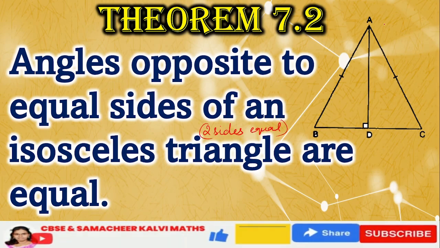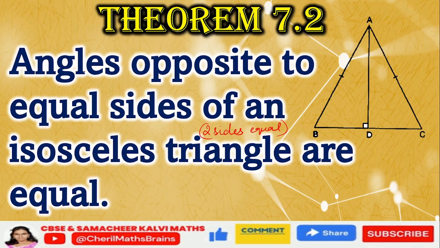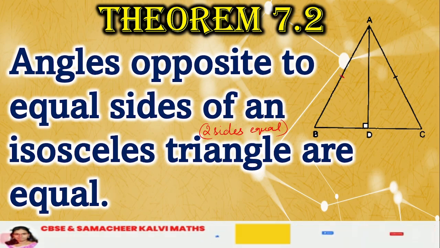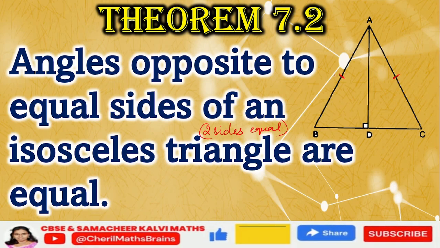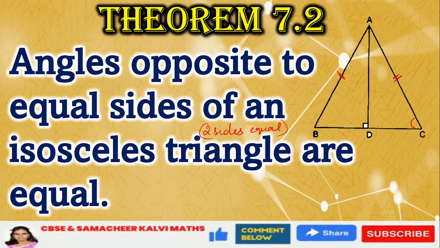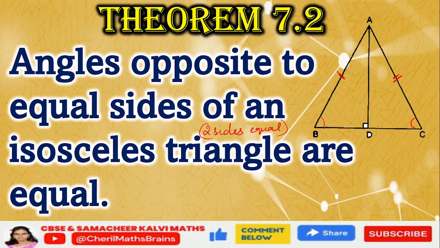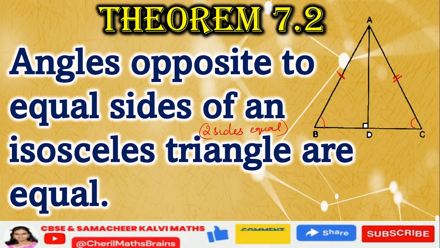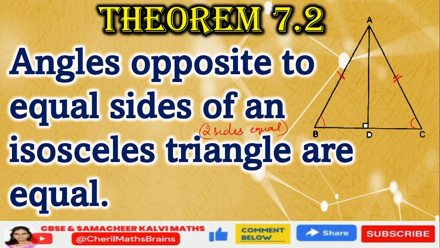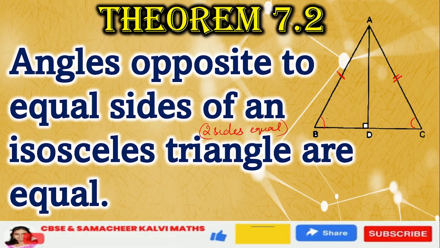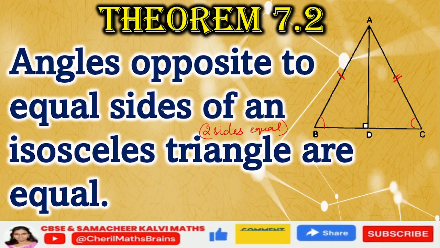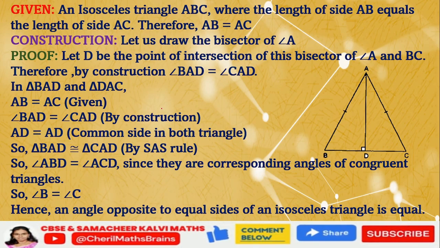In such an isosceles triangle, they are saying that the angles opposite to the equal sides are equal. That means if this side and this side are equal, the angle opposite to this side will be this angle and the angle opposite to this will be this angle. So they say that these two angles are equal. Angles opposite to equal sides of an isosceles triangle are equal. This is the theorem. Now we will have to know how it is true.